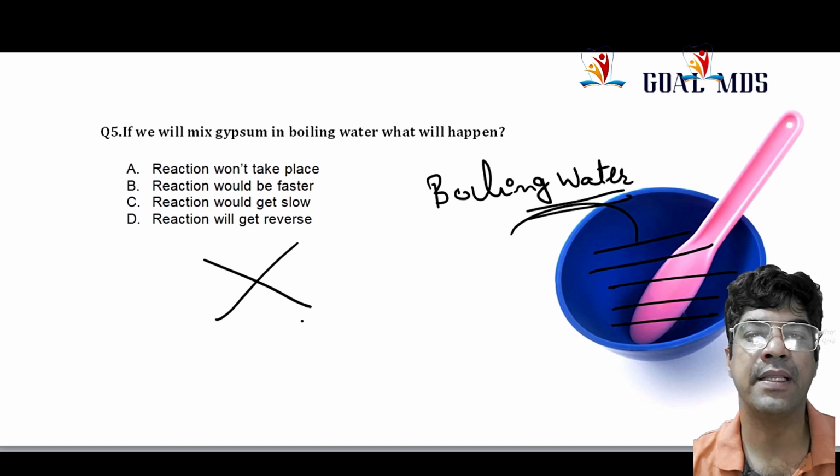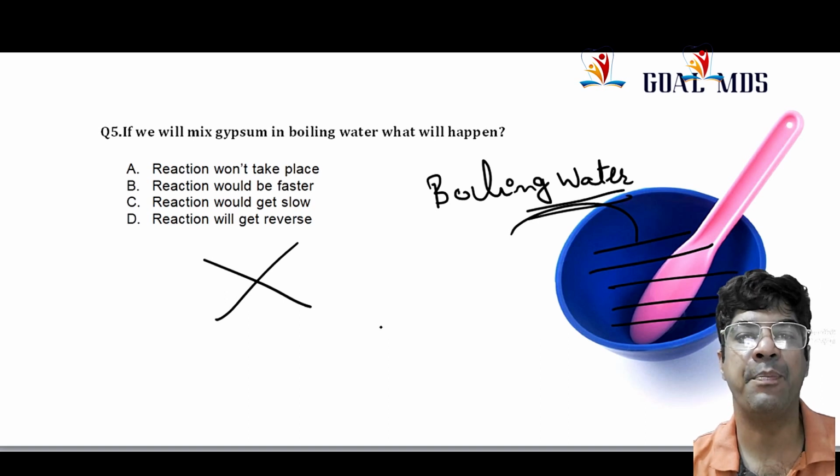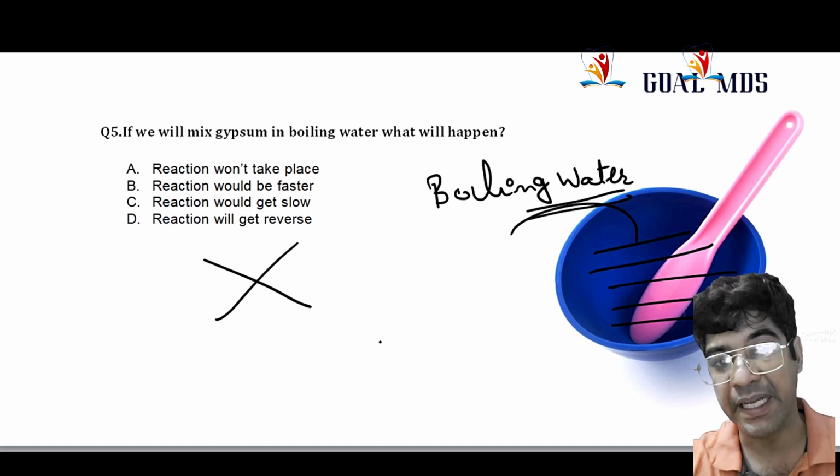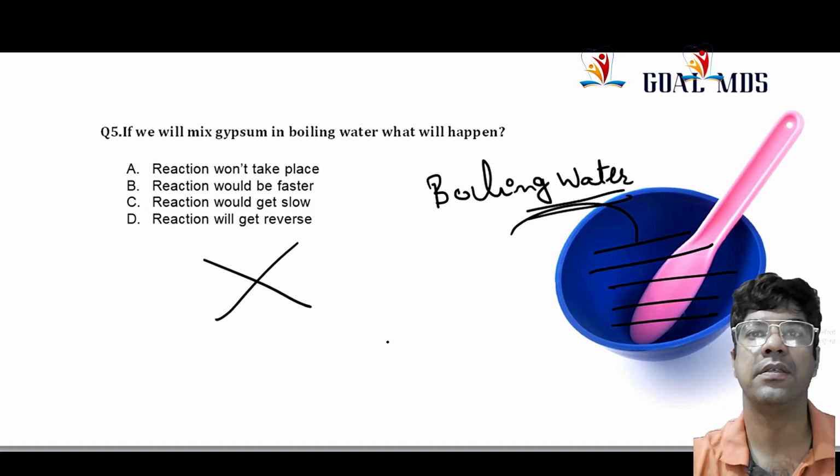And you won't get the desired hardened gypsum. So it is essential to use water at an appropriate temperature for mixing the gypsum material to ensure proper setting and getting proper strength.